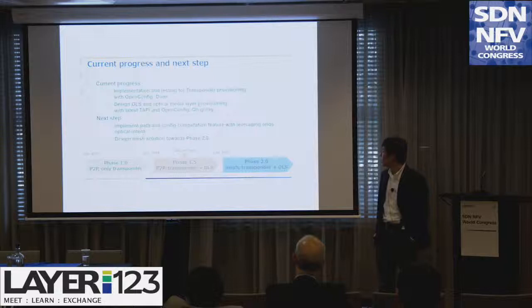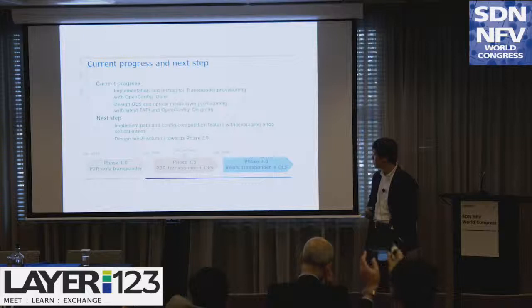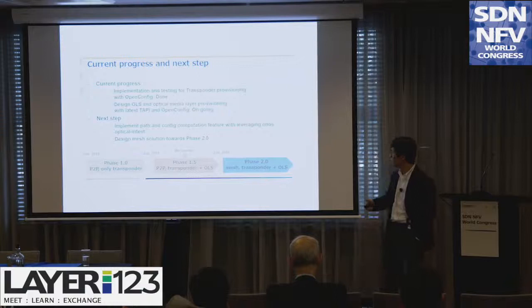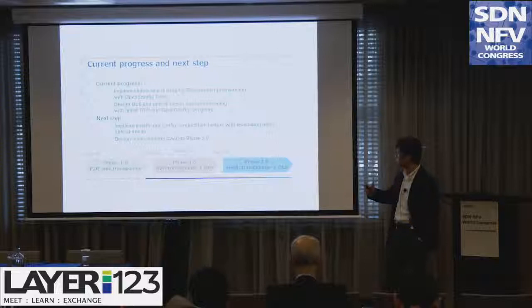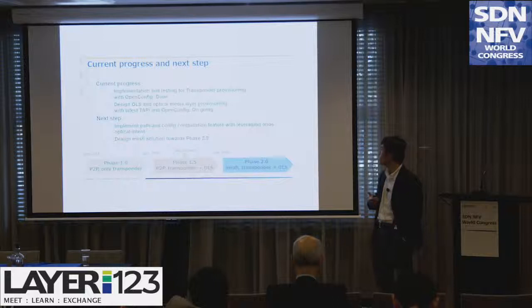So this slide summarizes the progress that we have achieved so far. You can see here, we started the project in the beginning of 2018. We defined phase one, phase 1.5, and phase 2.0. In phase one, we focused only on P2P connections, only on the transponder. This has already been done, as I showed here: the implementation test for transponder provisioning with OpenConfig. So this is already done.